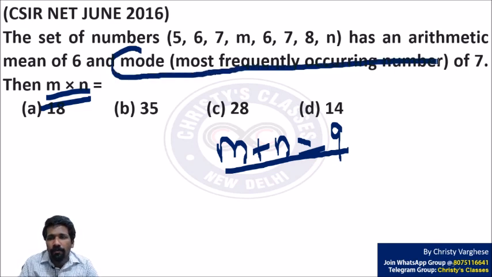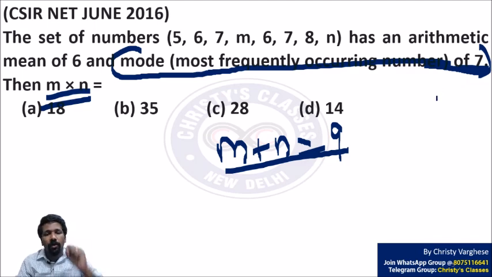Mode of this distribution is 7. In the theory class I told you, mode has a unique property unlike arithmetic mean and median. Mode is not unique. Mode can have multiple values, but mean and median are unique for a set of observations. Mode can be multiple values. That property you have to use here.